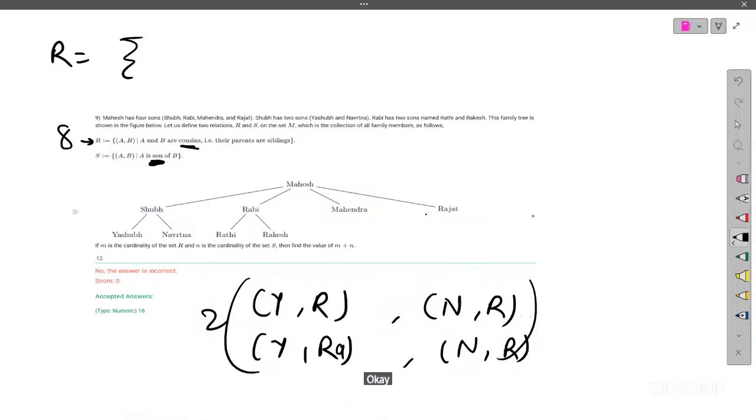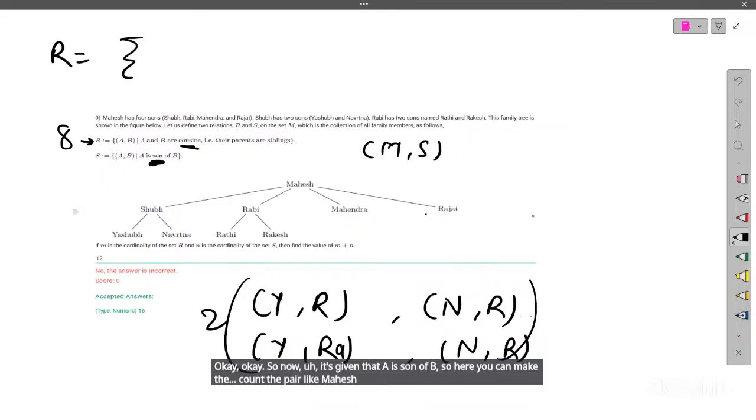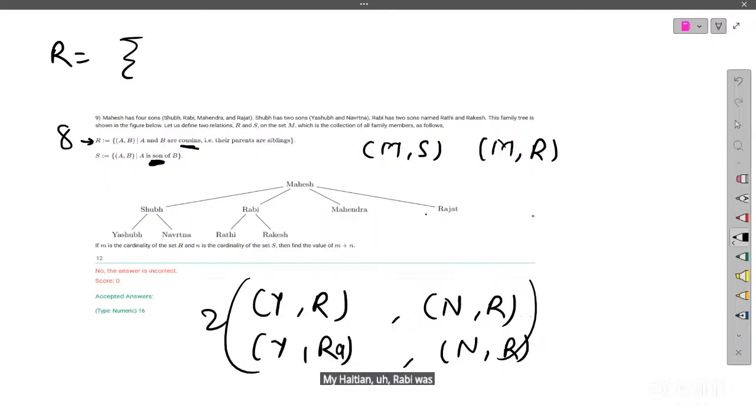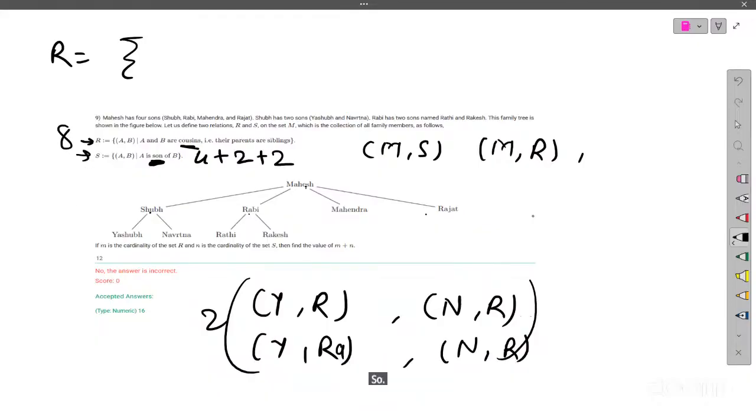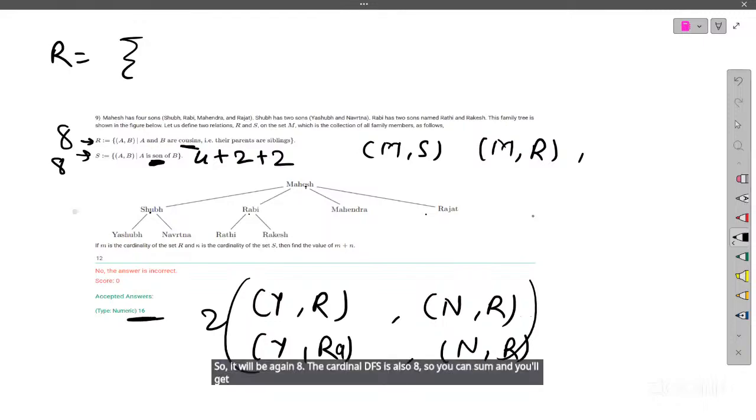Okay. So now it's given that A is son of B. So here you can count the pairs, like Mahesh and Shubham is there, right? Mahesh and Rabi is there. Mahesh and Mahindra is there. So obviously this person with four of them will give us the 4 elements, and this person with two of them will give you the 2 elements, and this person with two of them will give you the 2 elements. So it will be again 8. The cardinality of S is also 8. So you can sum and you'll get the answer to be 60.